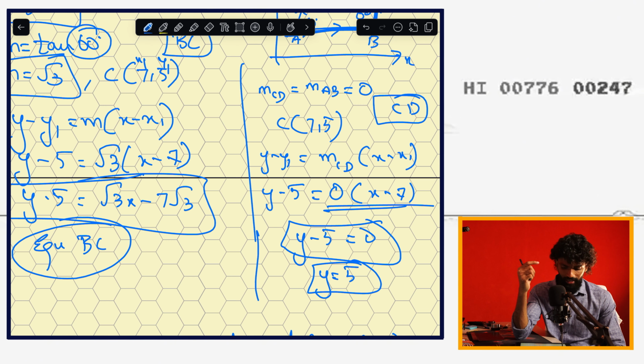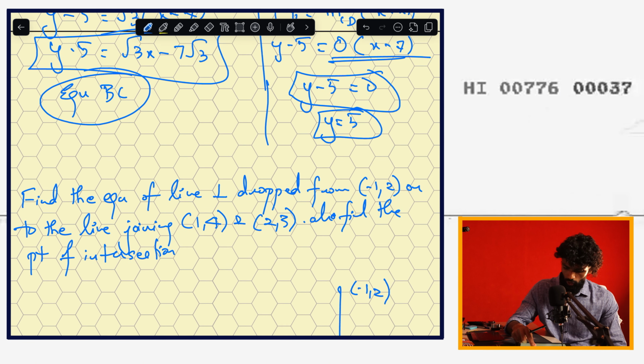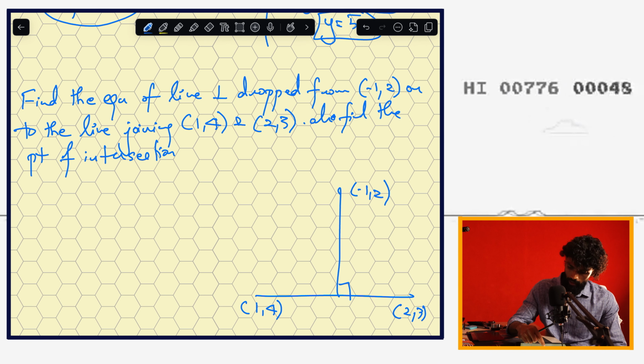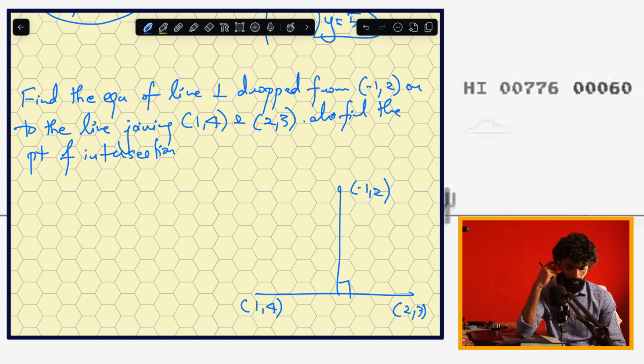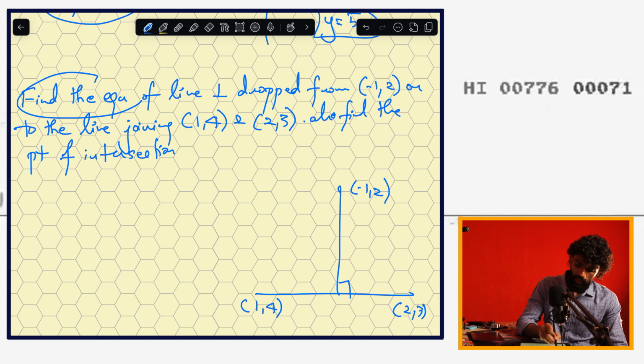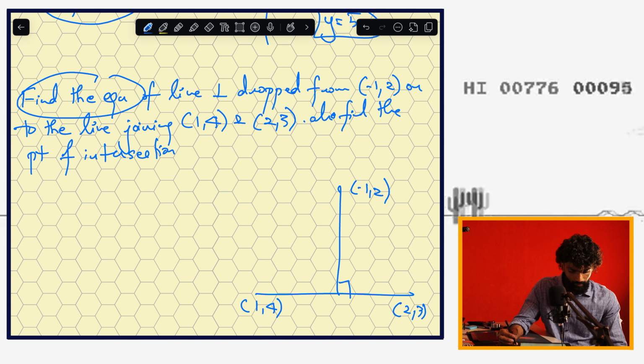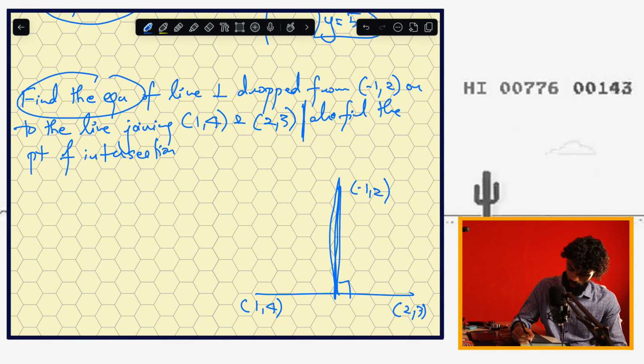Next, we'll solve another diagram based question. The one which I solved right now was involving a parallelogram. Now I'll involve something with perpendicular. It says find the equation of the line perpendicular dropped from some point onto the line joining, whatever. Also find the point of intersection. So I'm supposed to find the equation of this specific line.